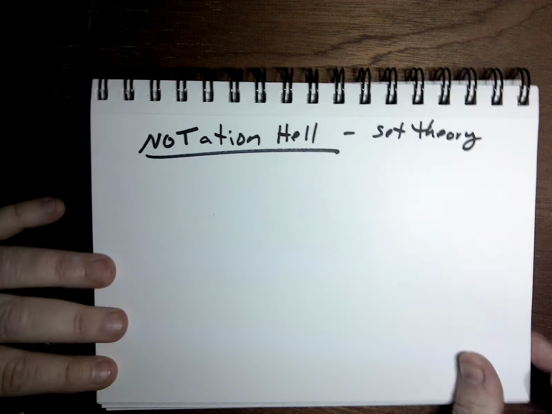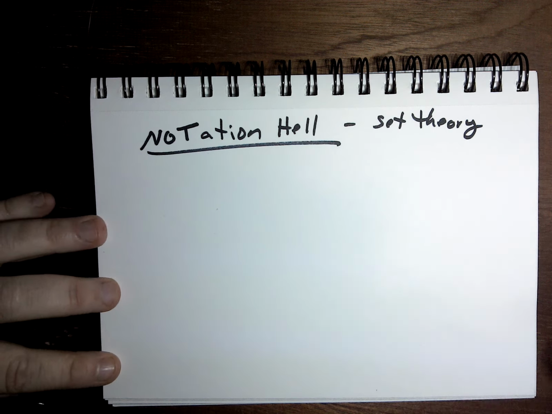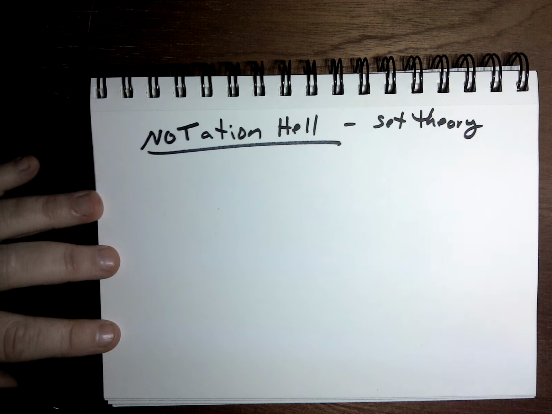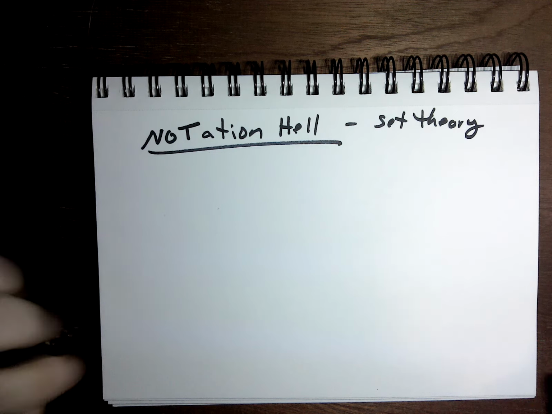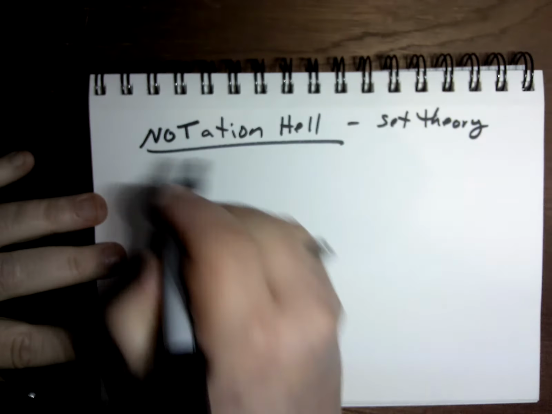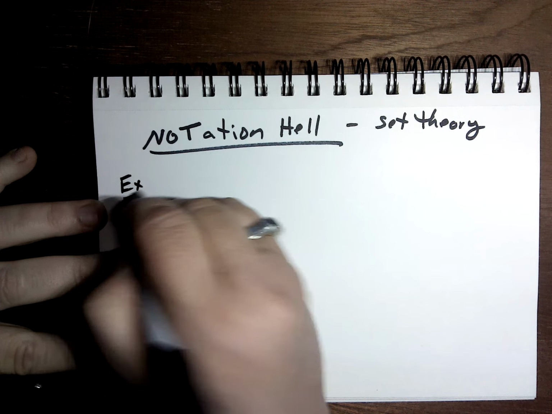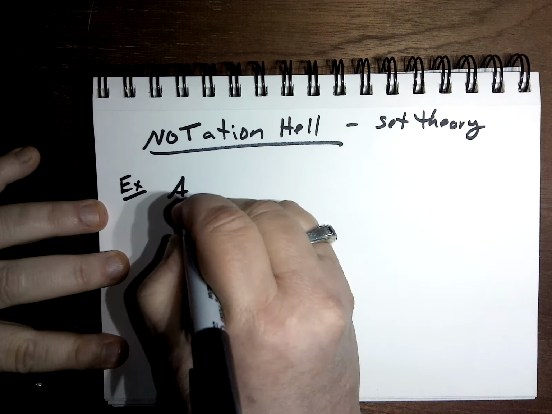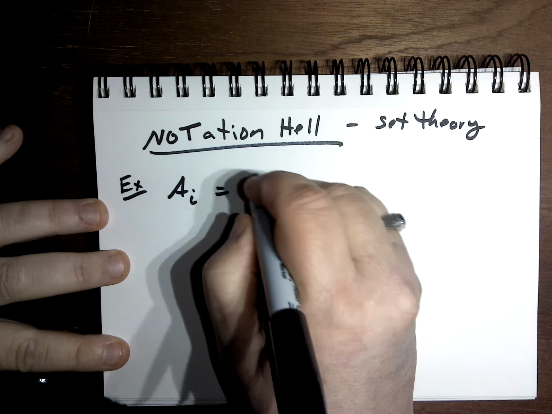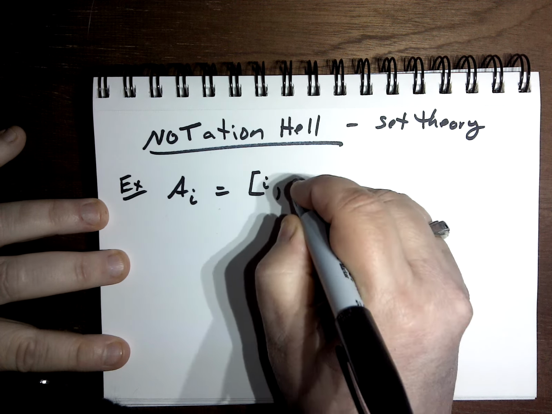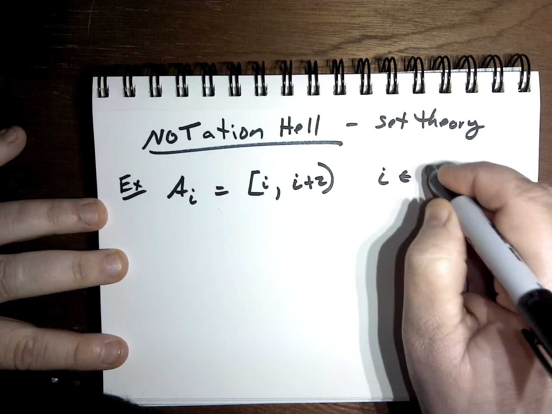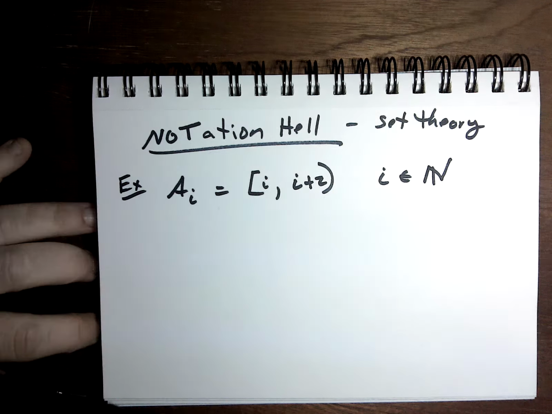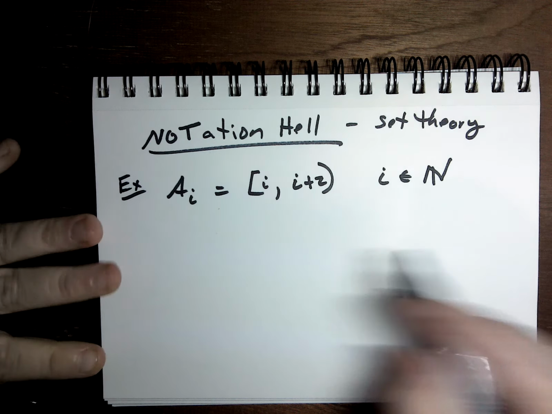This is not so much new ideas as expounding on what we already have and getting into some notation that's really gross. Now, if I just have three sets, set A, B, and C, or set A sub 1, A sub 2, A sub 3, it's not so bad. But what if I had infinitely many sets? What if I said, for example, I'm going to let A sub i equal the interval from i to i plus 2, and i is an element of the natural numbers, or the integers. Let's do the natural numbers.